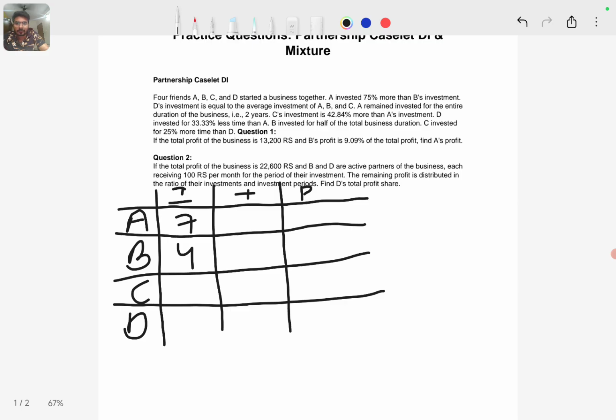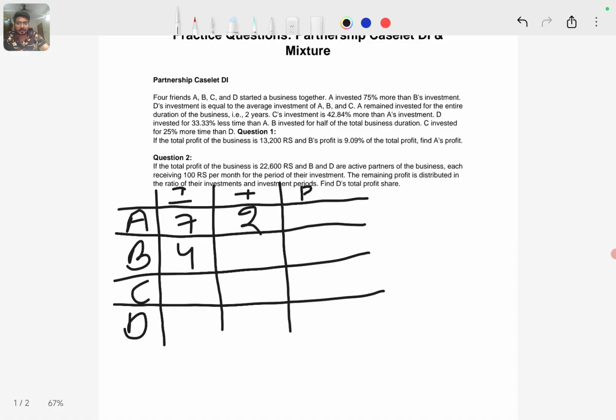is equal to the average investment of ABC. Okay, here D's investment is the average of ABC, but we have A and B investment data, but we don't have C. So let's move ahead and read the next statements. A remained invested for the entire duration of the business, that is 2 years. So the business is running for 2 years. Okay, 2 years. And C's investment is 42.84 percentage more than A.